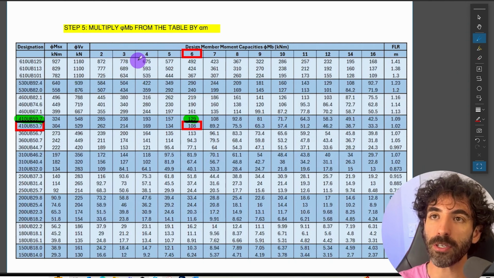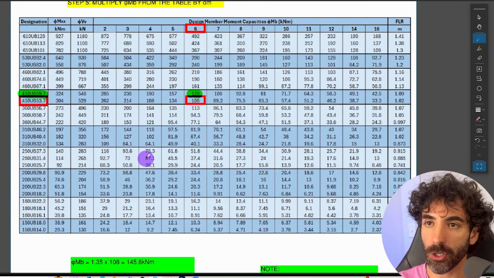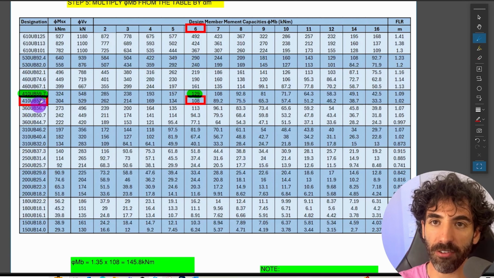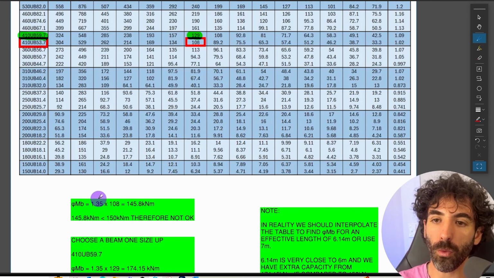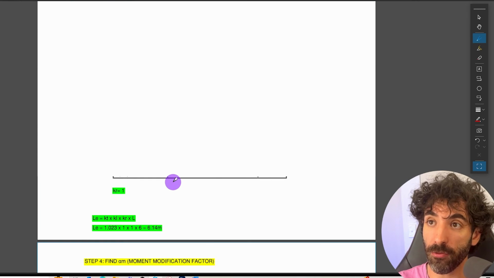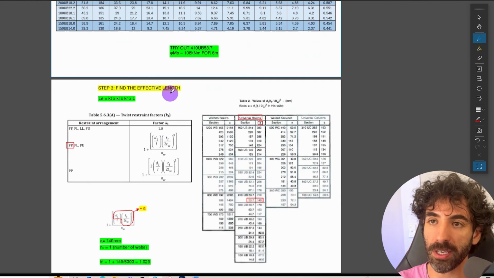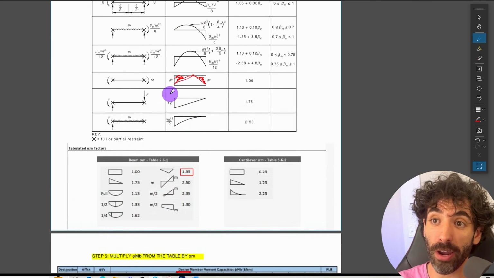So the last step is to multiply alpha m by phi mb. So we chose 410 UB 53.7, which phi mb is 108. 1.35 times 108 equals 145.8 kilonewton meter, which is less than 150. Therefore, that's not okay. Remember, if we go back, our design bending moment is 150 kilonewton meter. So we need something greater than that.